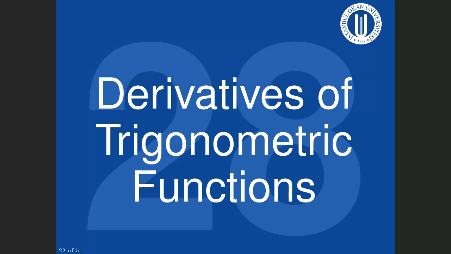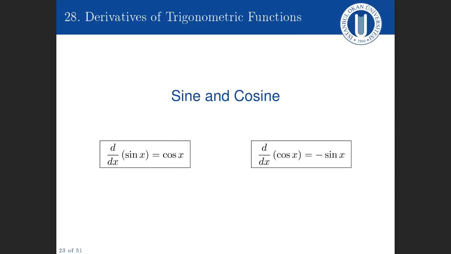My second chapter for today's lesson is about the derivatives of trigonometric functions. Let's start with sine and cosine. The rules to remember are that the derivative of sine x is cosine x, and the derivative of cosine x is minus sine x.